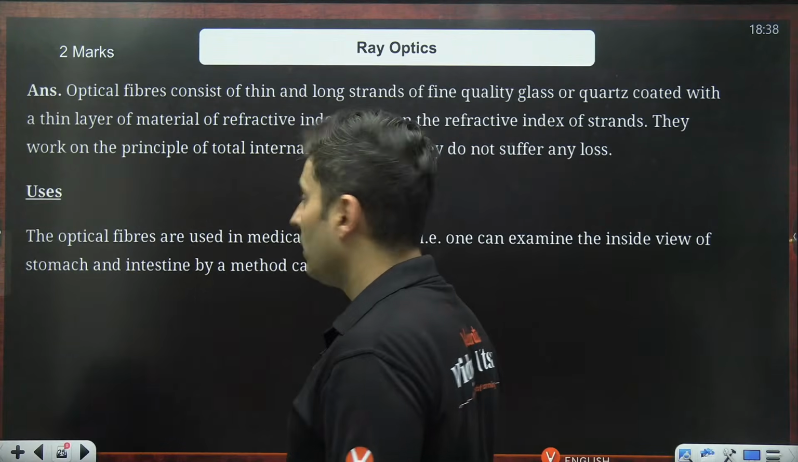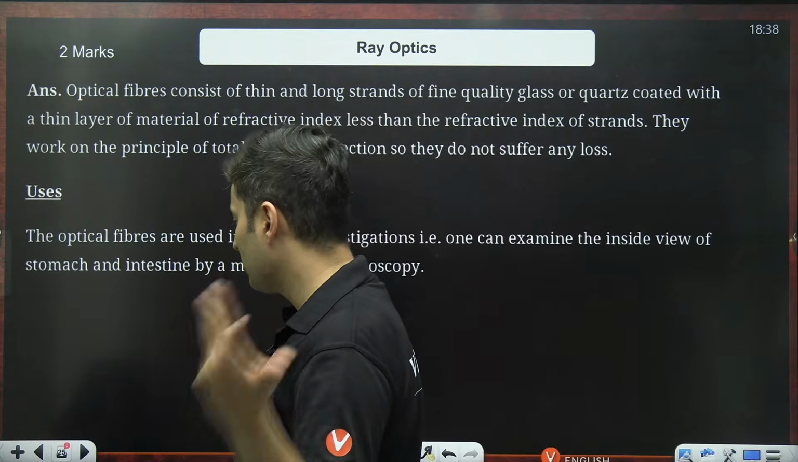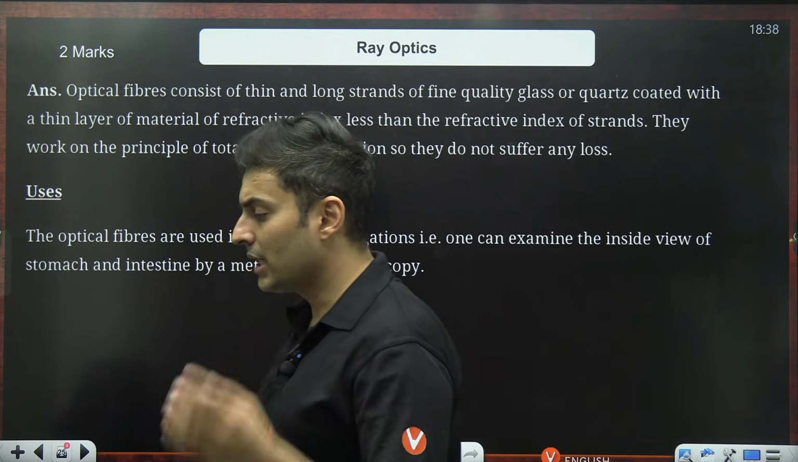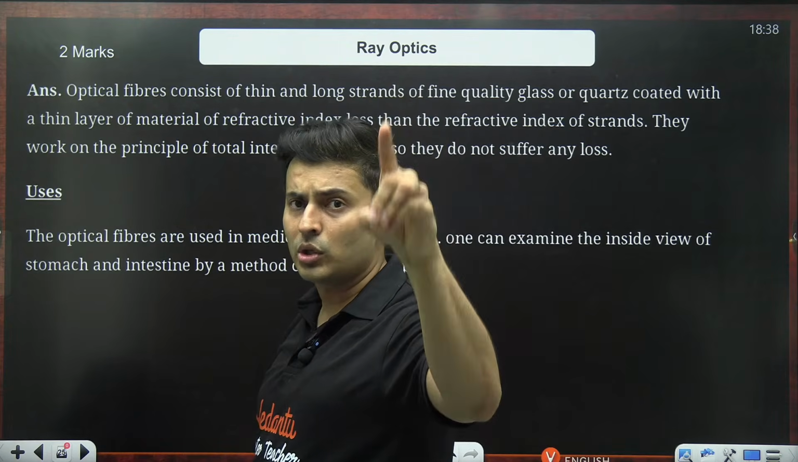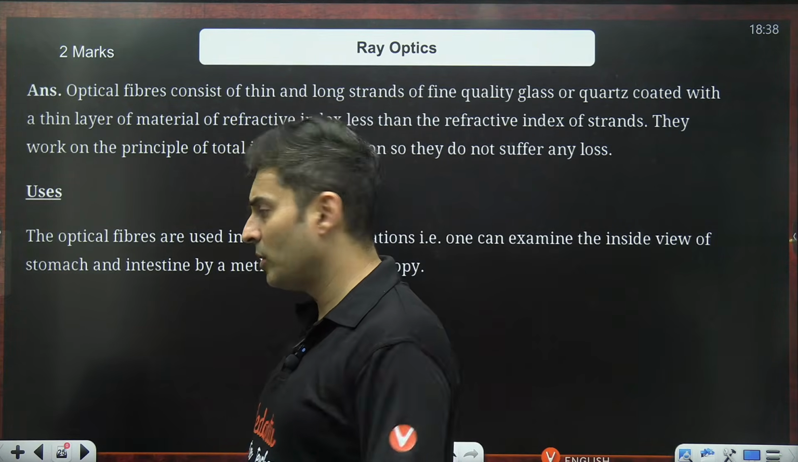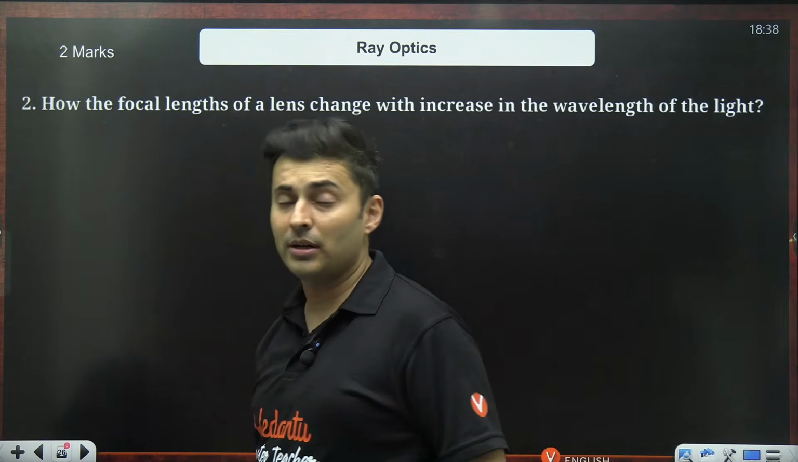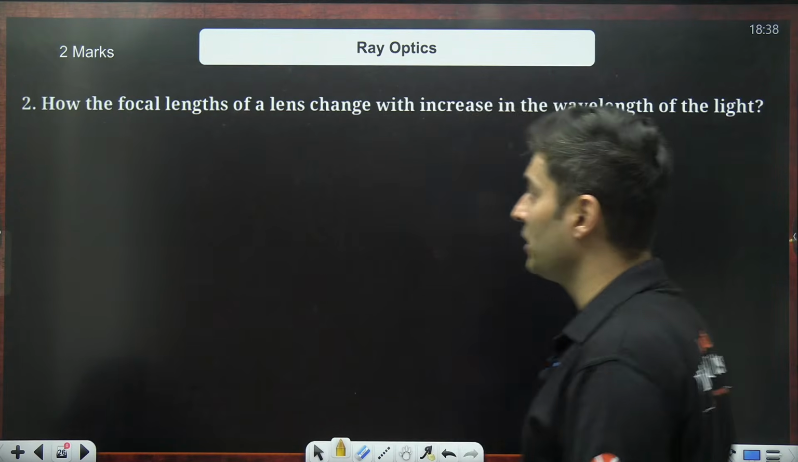So they are thin, long, translucent. They do not absorb the light. They are very clear glass. They have a very high refractive index. They are based on total internal reflection. If you mention all these points, you'll get full marks. It is a 2-mark question. Remember that you have to mention all these points.